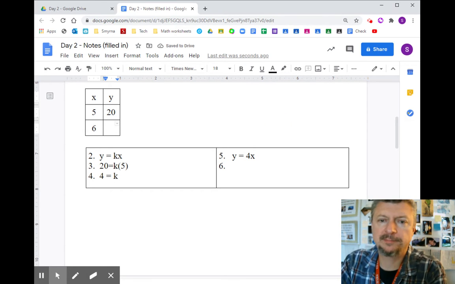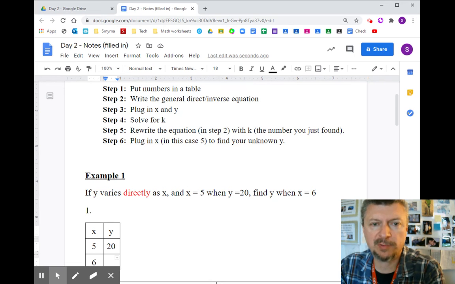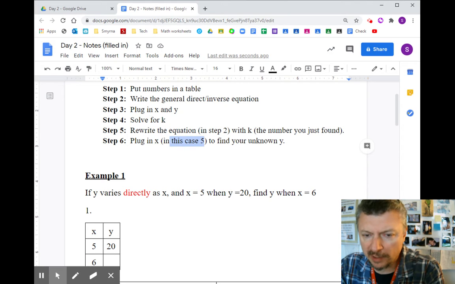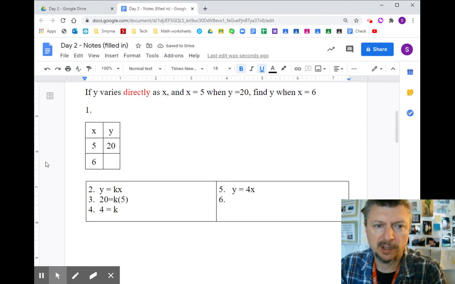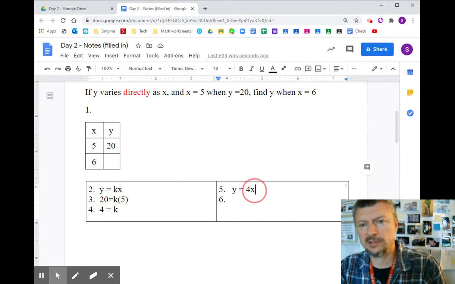And then step 6 is plug in x. Let me get rid of this in case 5. We don't need that there. That was for something else. Plug in x to find your unknown y. Okay. We know x is 6. What's y? So here's the equation we have.